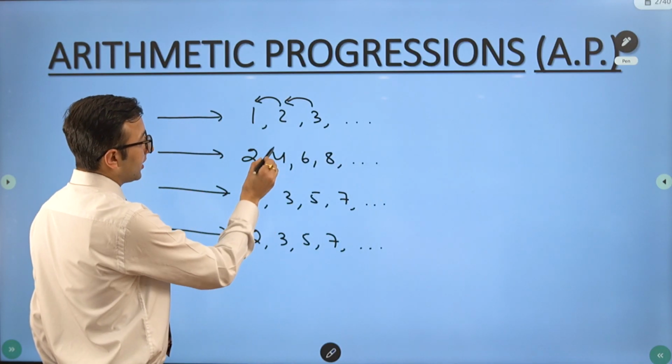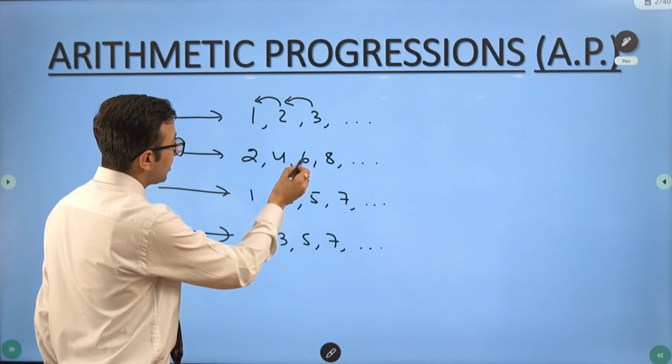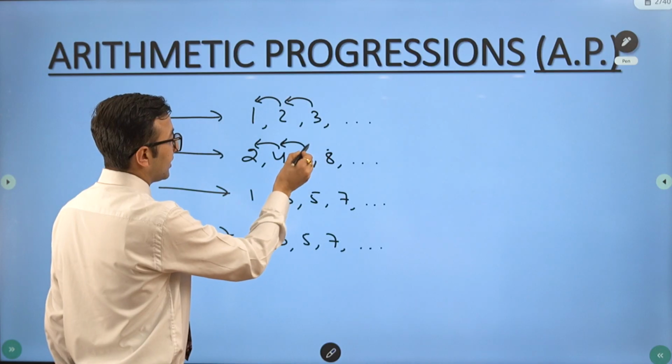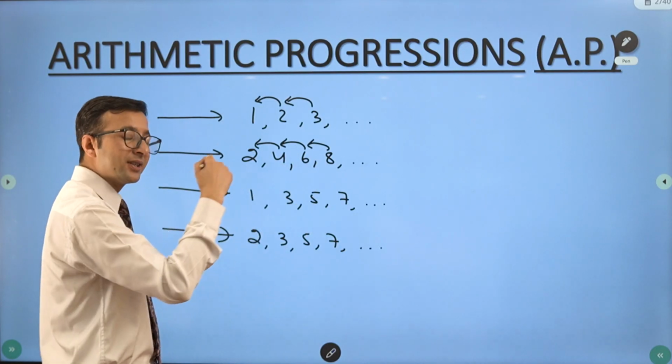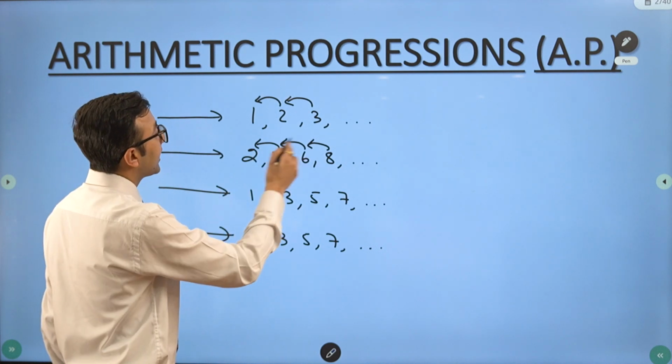Now the second one: 2, 4, 6, 8. 4 minus 2 is 2. 6 minus 4 is 2. 8 minus 6 is 2. So if you go like this, second minus first, third minus second, the difference of two consecutive terms, we are getting the same.